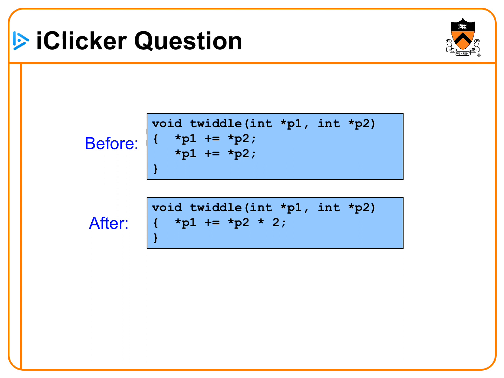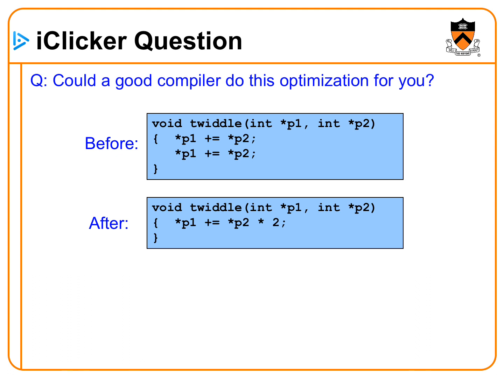Here's yet another one to consider. Twiddle takes 2 pointers and adds the second integer it points to the first integer it points to. Then it does it again. Instead, could we use multiplication instead of repeated addition? Again, pause the slide, come up with an answer for yourself, convince yourself of your justification, and then come back.